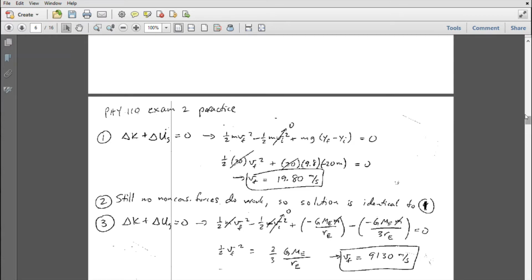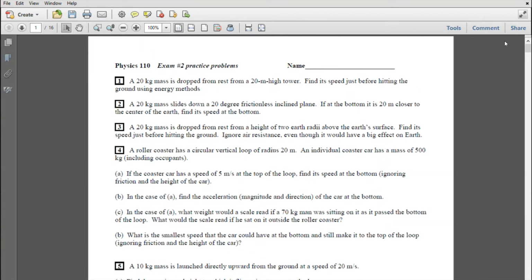All right, up to problem 2. We've got the same mass sliding down a 20-degree frictionless inclined plane. At the bottom, it's 20 meters closer to the center of the Earth, so it slides down a very long inclined plane. It doesn't slide a distance of 20 meters, it slides a longer distance so that it's actually moved 20 meters closer to the center of the Earth.